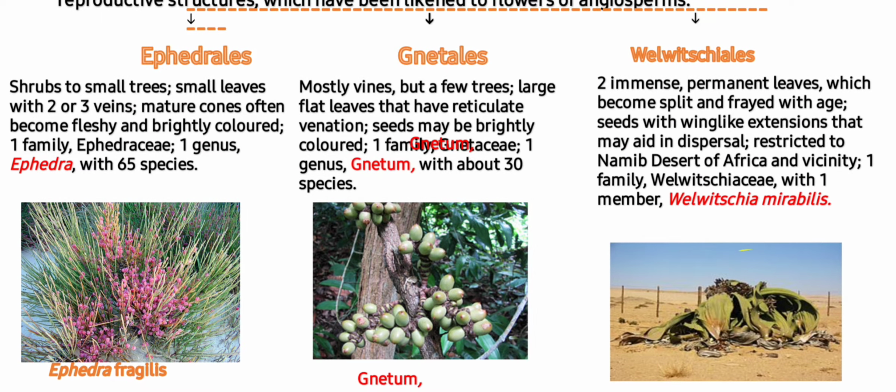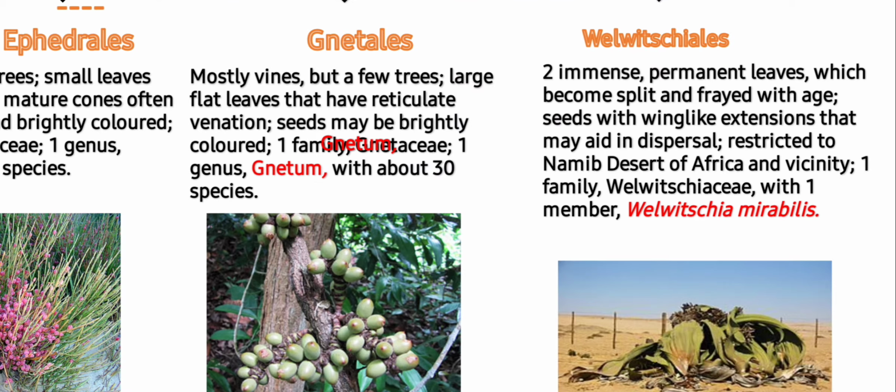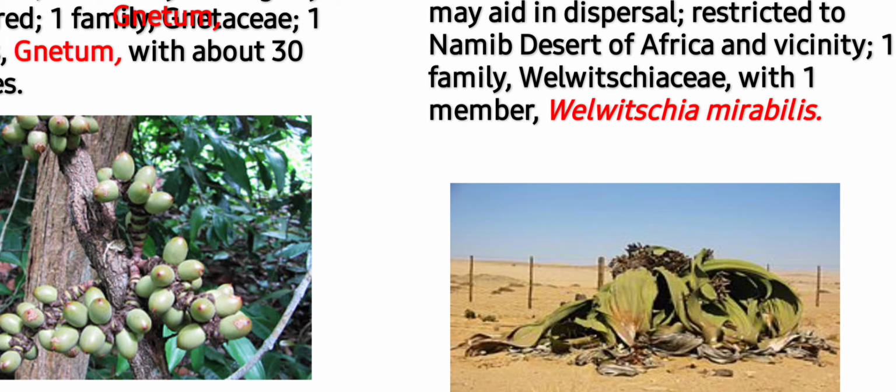Third one is Welwitschiales. These are represented by two immense permanent leaves which become split and frayed with age. Seeds have wing-like extensions that aid in dispersal, and they are restricted to the Namib Desert of Africa and vicinity. That means they are endemic to Africa and present in this particular region only. Again, they have one family, Welwitschiaceae, and one member, Welwitschia mirabilis, as you can see in this image.